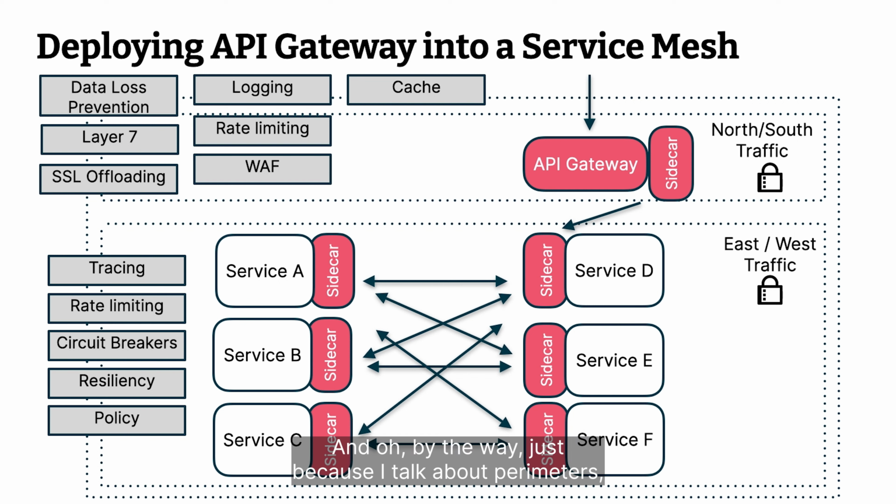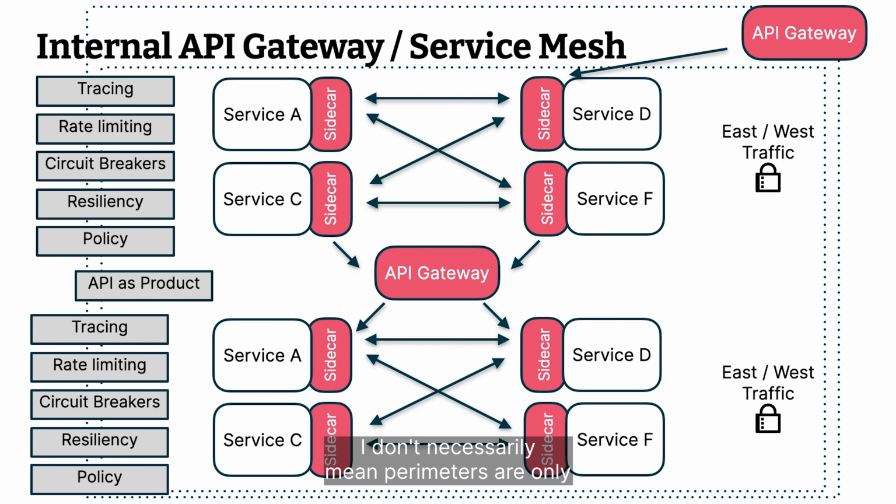And oh, by the way, just because I talk about perimeters, I don't necessarily mean perimeters are only at your network. You could have perimeters within your company. So you may have different areas where APIs are serviced to the rest of your company. So you could have API gateways and service meshes in many different areas within your organization.